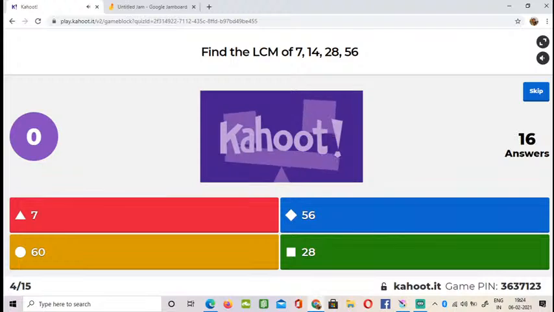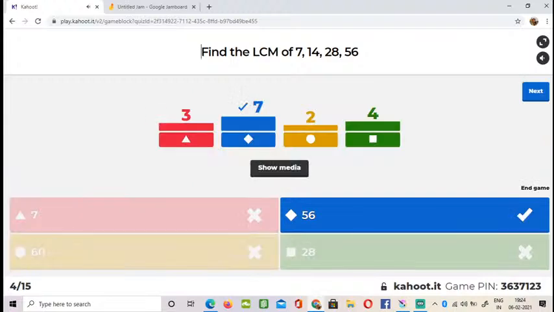Oh, your time's up. Okay. So no problem about that. So seven correct answers and nine wrong answers. No worries about that. And let me say why you have got the answer as 56. Because you will have to see the largest number from this. So 56 is the largest number. So you will have to see whether 56 is divisible by 28, 14 and 7. So of course 56 is divisible by 28, 14 and 7. So your LCM is going to be 56. So hope everybody understood how we should do this problem.